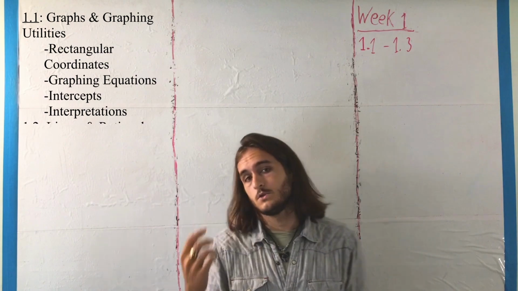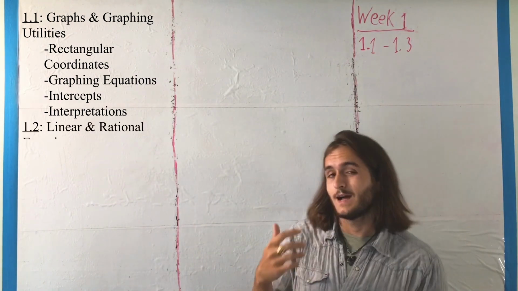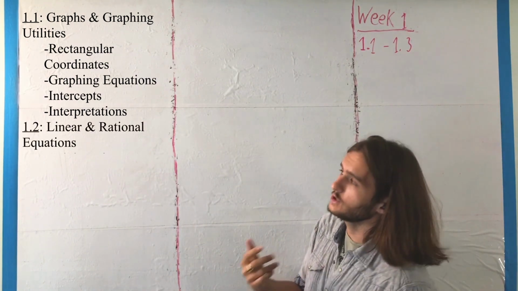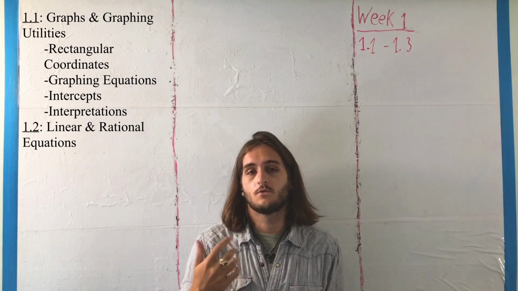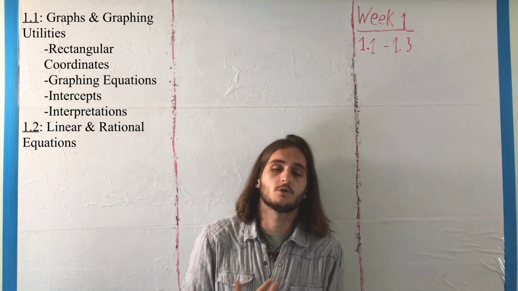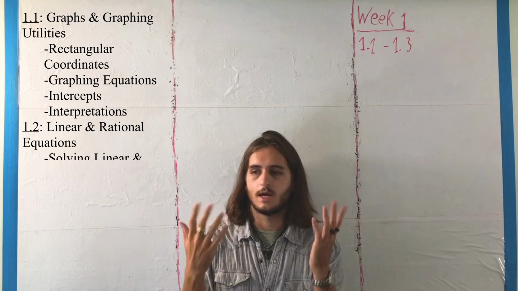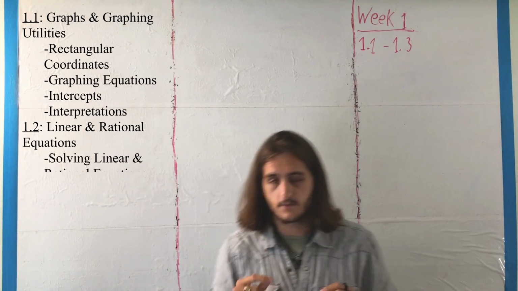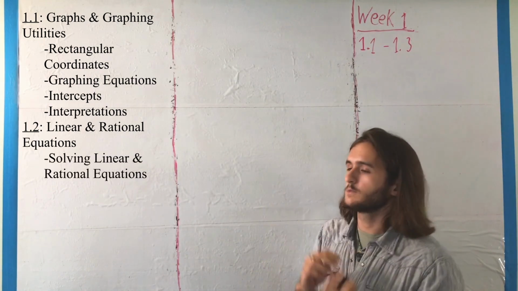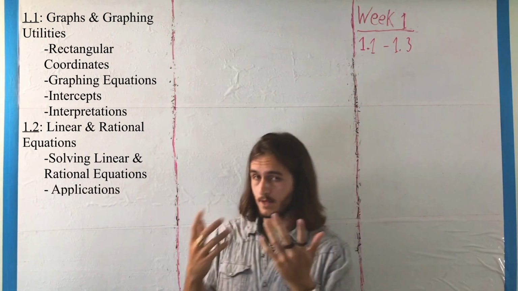Then we're going to move into 1.2. We're going to talk about our most fundamental kind of equation, the linear equation, along with its closely related family member, the rational equation. Again, take some time to talk about solving these sorts of equations, what types of algebra we can do, and then a bit on applying them.